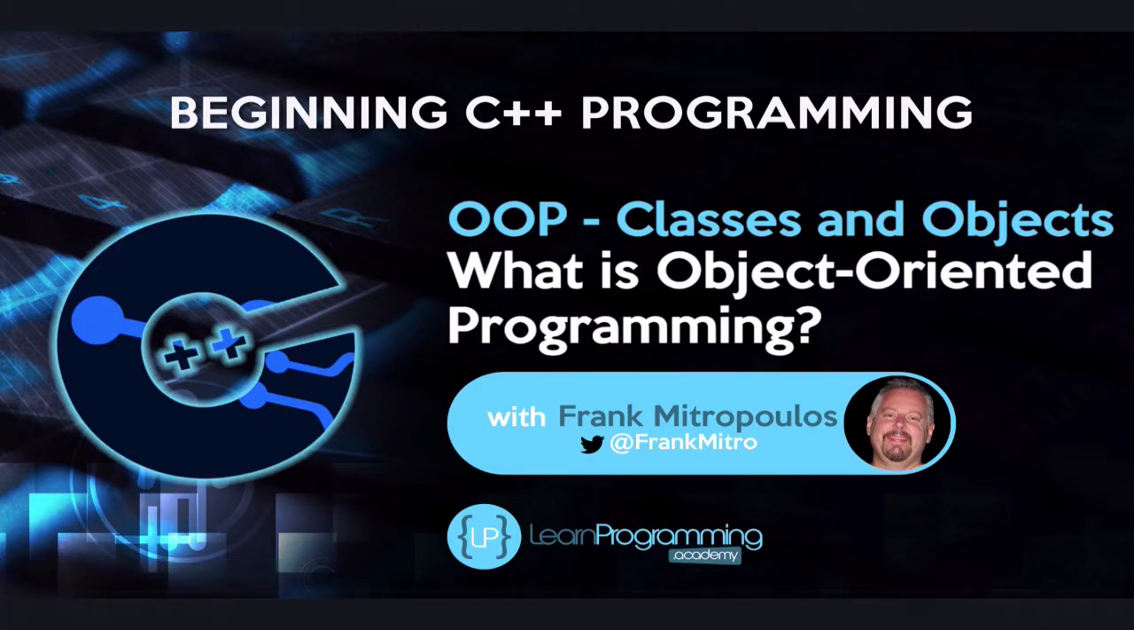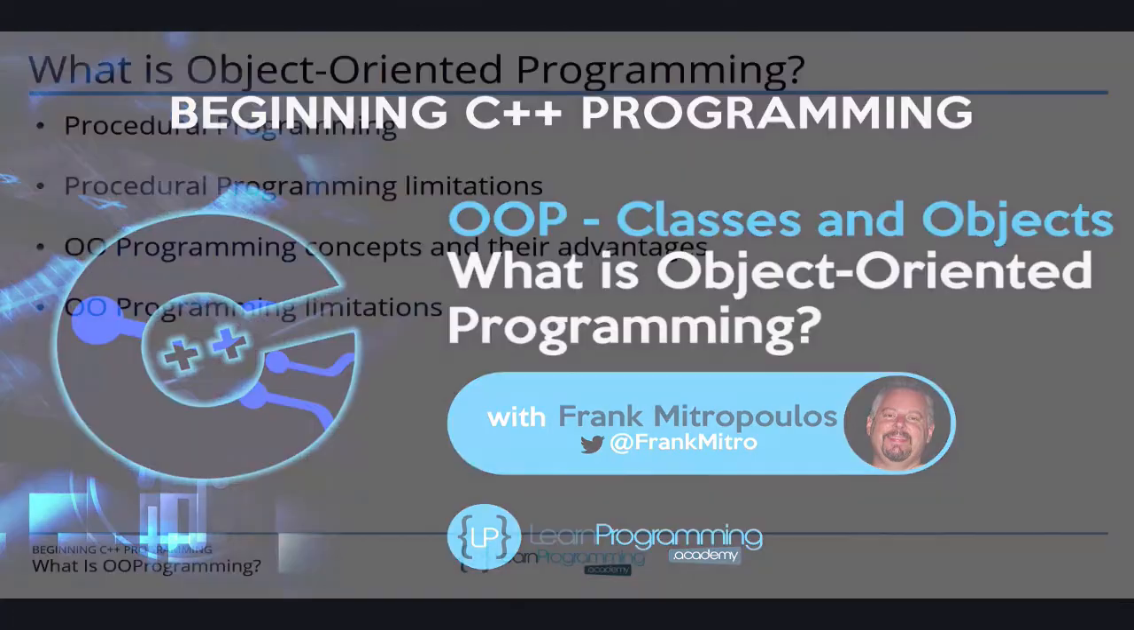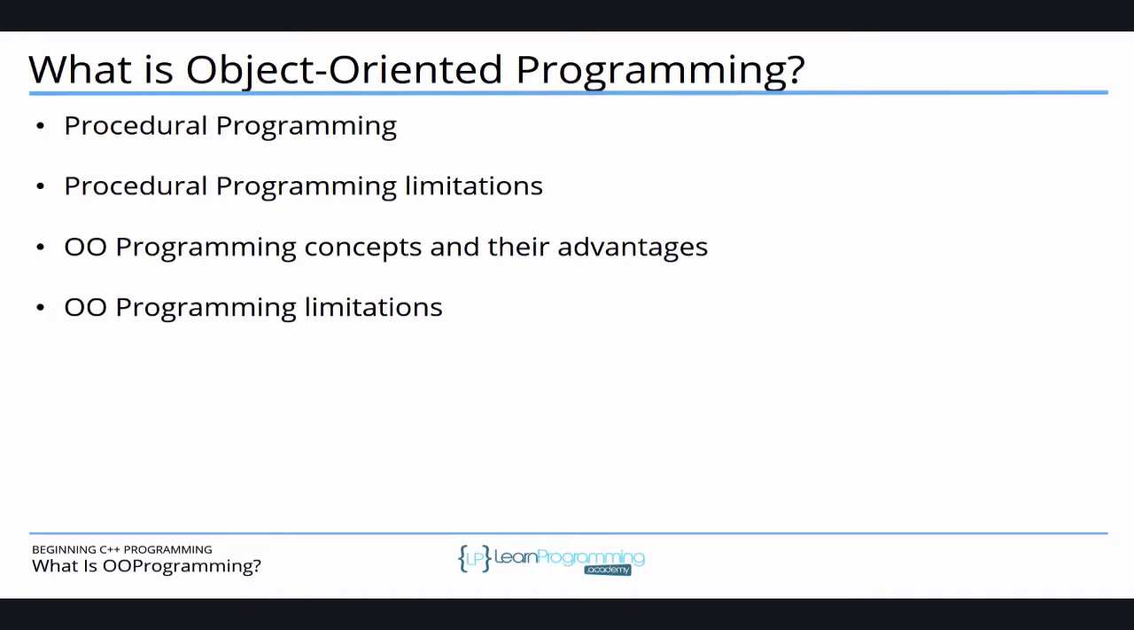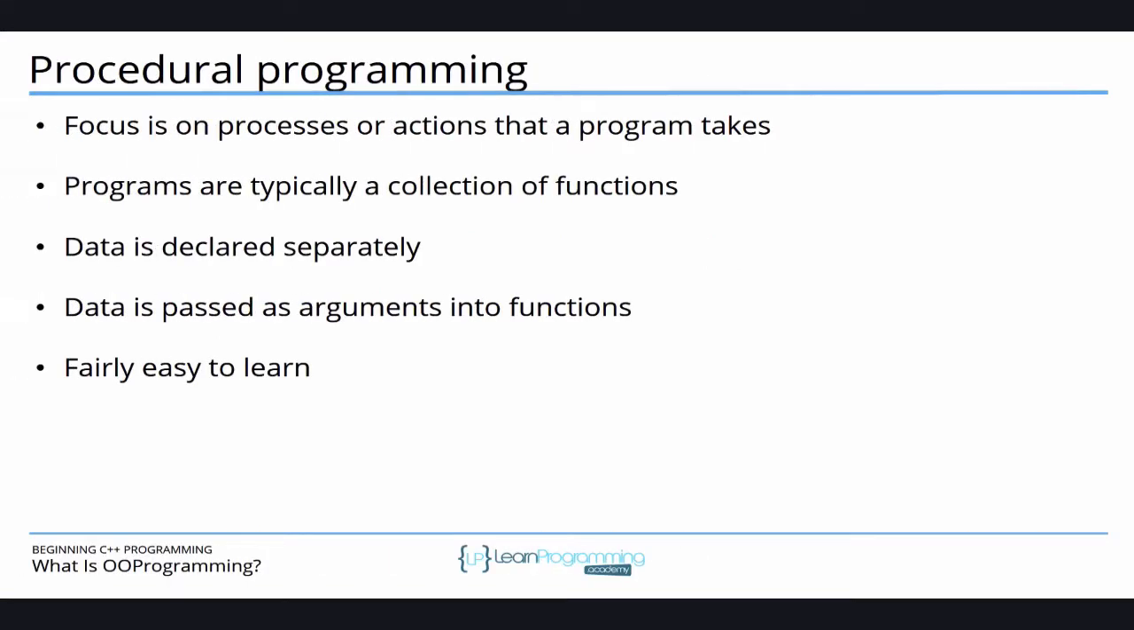In this video, we'll talk a bit about what object-oriented programming is all about. But before we do that, let's review procedural programming and its limitations. Procedural programming is pretty much what we've been doing up to this point in the course. The focus of procedural programming is the function. We modularize our programs by creating many functions that each specify a process or action in the program. So procedural programs are basically a collection of functions.